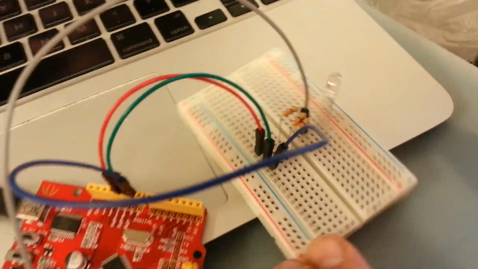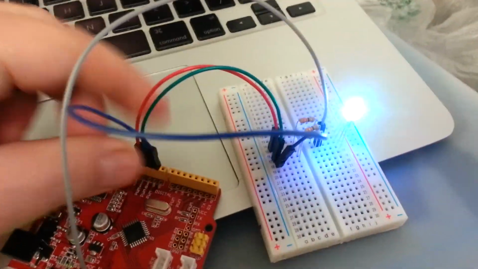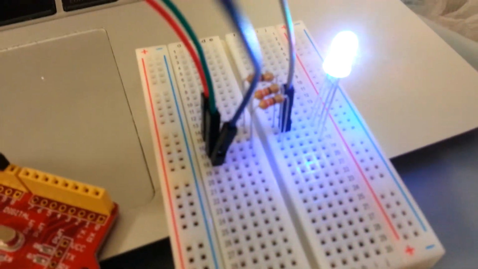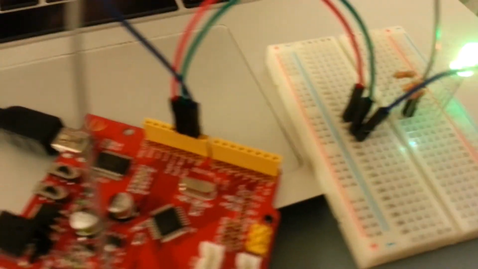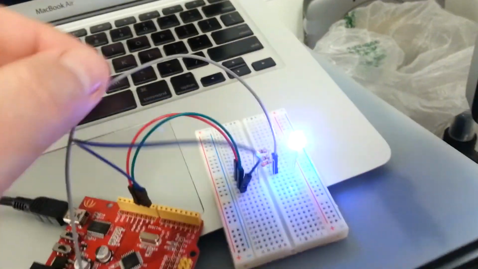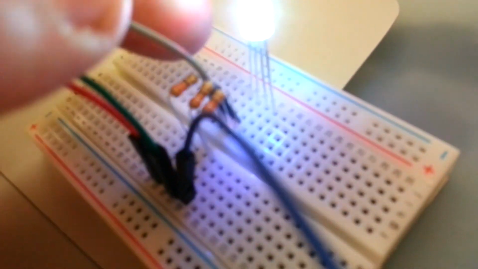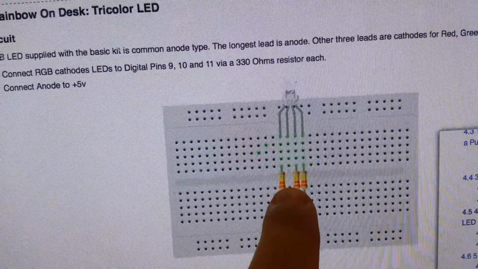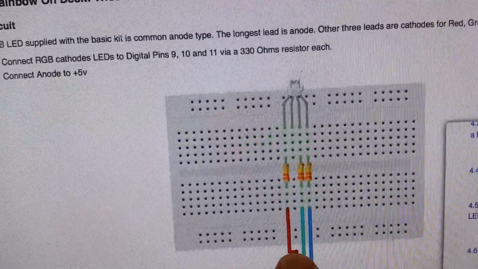This is what it looks like in person. Whoops. It just unplugged it there. So it looks like this, which is similar, but this wire here, which is the power, goes to the longest pin, which is the second from the left. On the diagram here, the second from the left is not connected to anything.